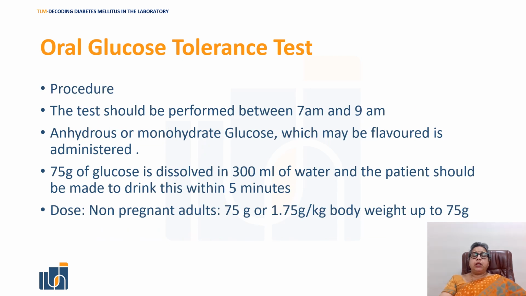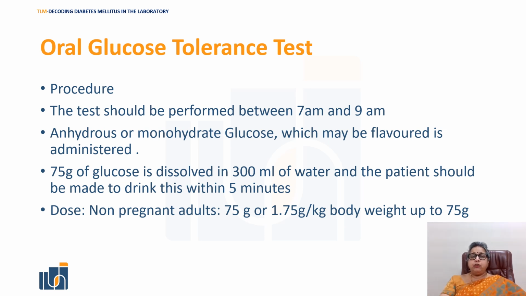Now, what should you do? The test should preferably be performed between 7 a.m. and 9 a.m. because you want the patient to come in fasting. What is it that we administer? Anhydrous or monohydrate glucose, which may or may not be flavored. We prefer to give a slightly flavored glucose because it's easier for the patient to drink it. So you have to weigh 75 grams of glucose, dissolve it in 300 ml of water, and make the patient drink this within 5 minutes.